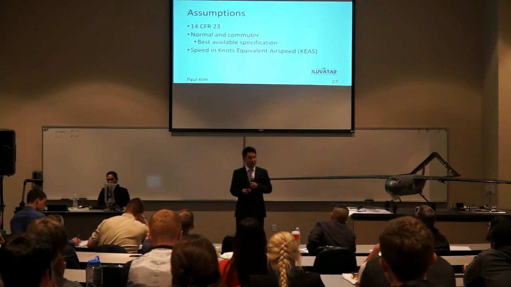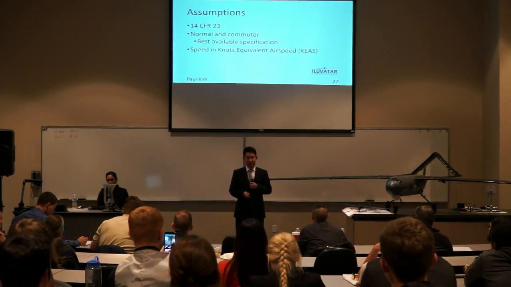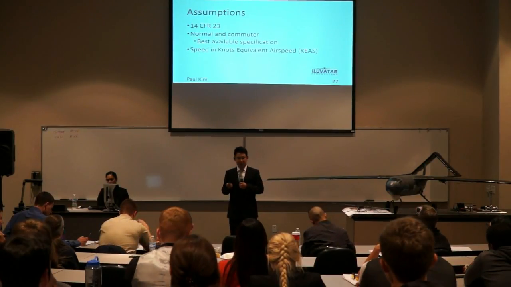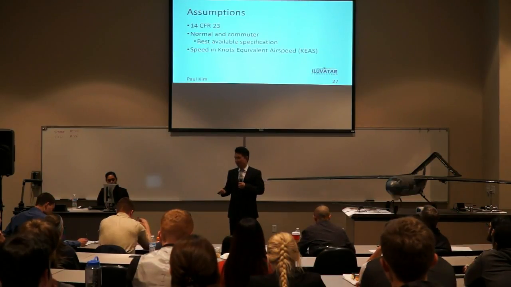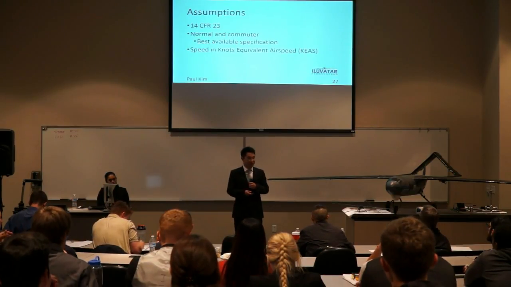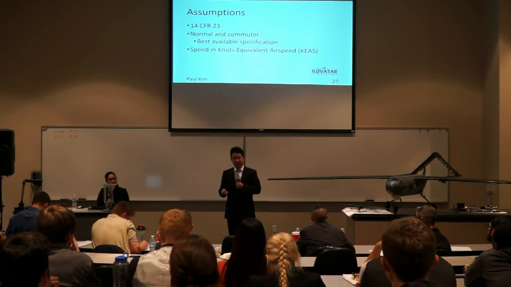So our assumptions come from 14 CFR 23. This is the assumption for normal and commuter aircraft. Due to the lack of specifications for small unmanned aerial systems, we were able to use normal and commuter as the best available specification. A key thing to note in this section is that the speeds will be talked about in knots equivalent airspeed.